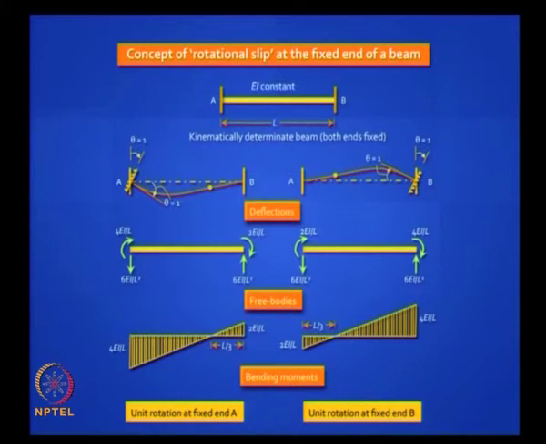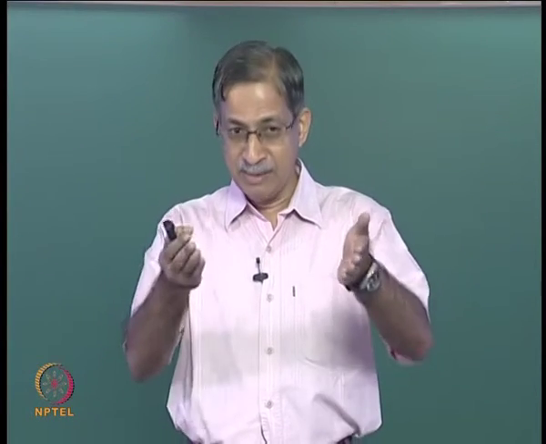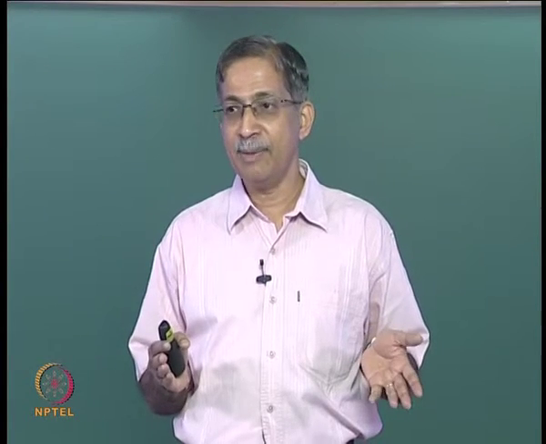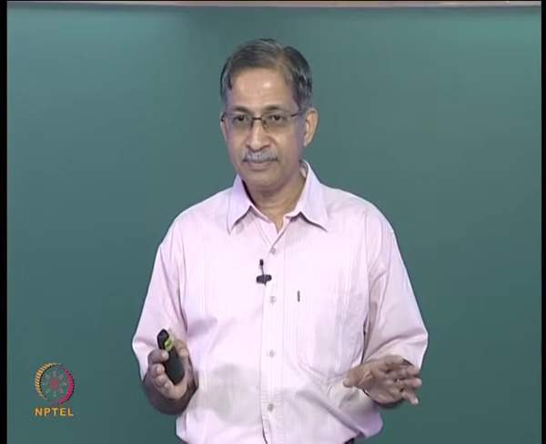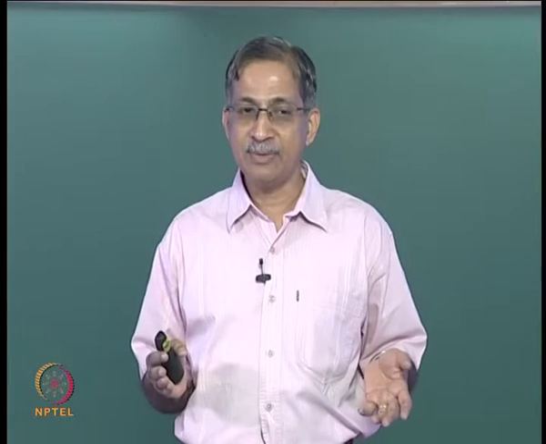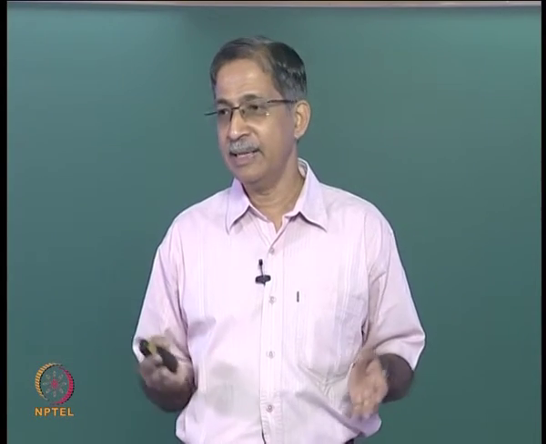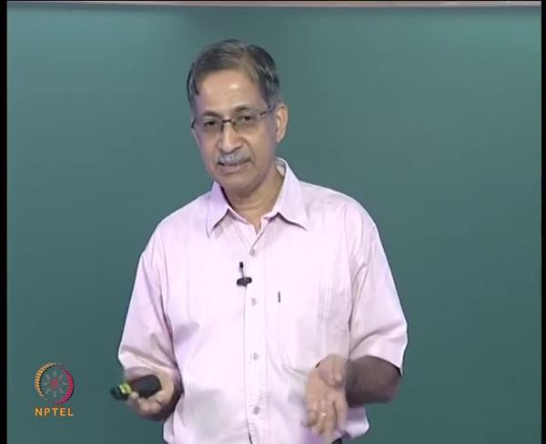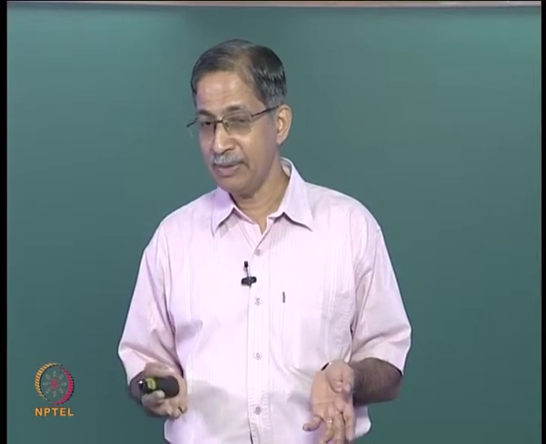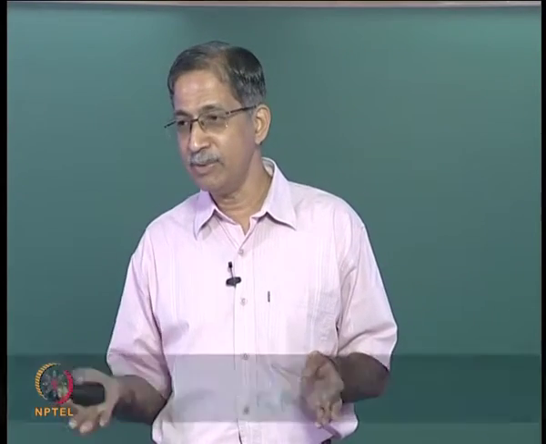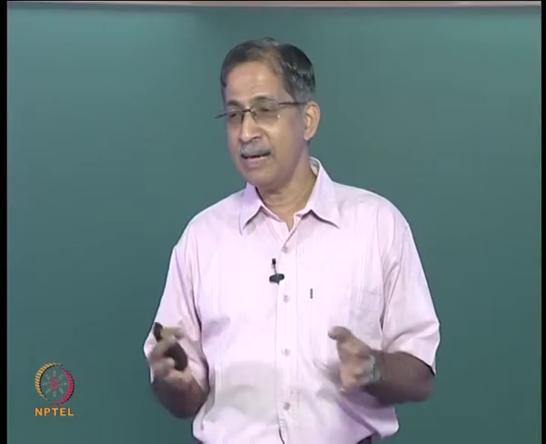You can begin with a kinematically determinate structure like this, and you apply a unit rotation, and the moment that comes where you apply that unit rotation is a measure of stiffness. In this case it is clearly 4 EI by L, but you also get what is called a carryover moment at the other end, which is half the moment here, which is 2 EI by L, and both are clockwise.